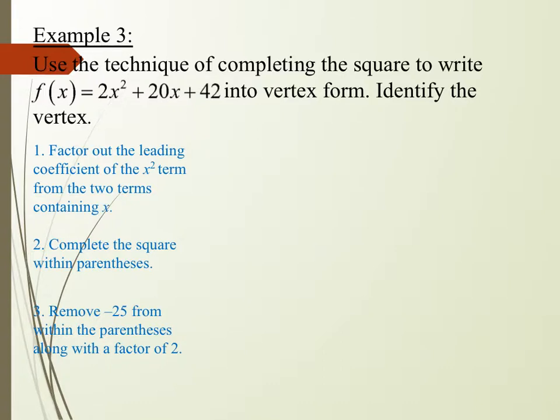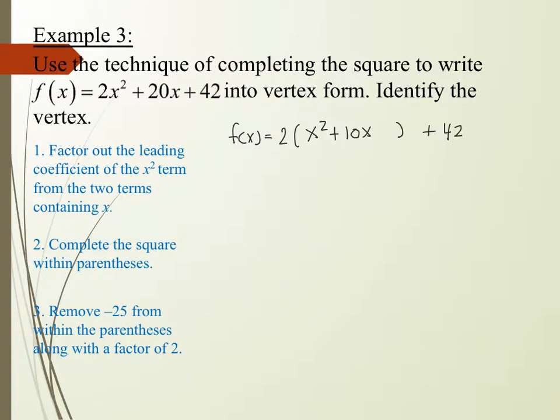So the first step is to factor out a 2 in the x terms. So what that means really is the following. I have f of x is equal to 2 times (x² + 10x), parentheses closed, plus 42. That's our first step.